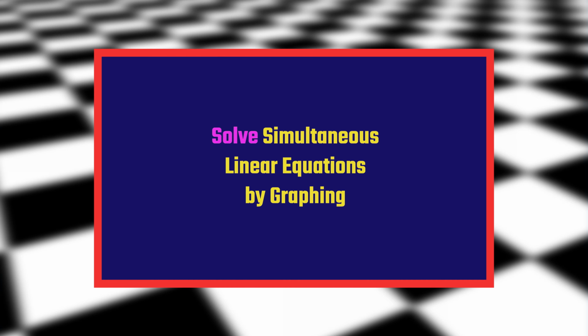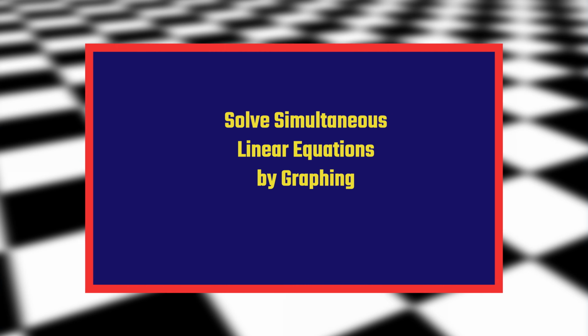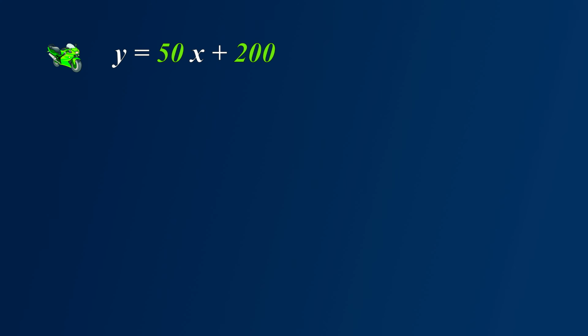Solving means that we want to find the time when the car and the bike are together in the race, that is, when the car is about to overtake the motorbike. Now let's look closely at the two equations.